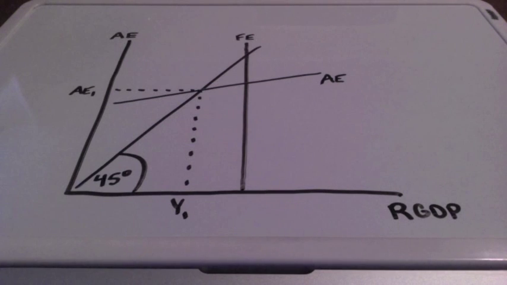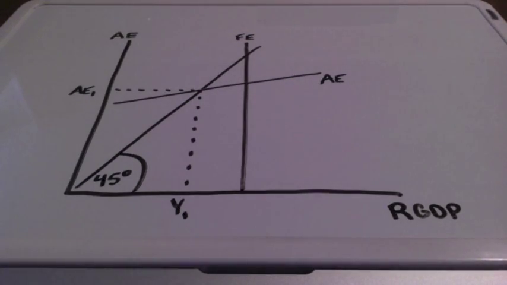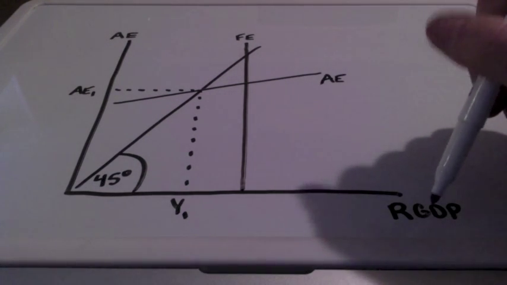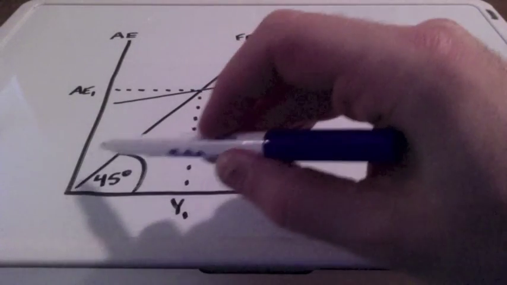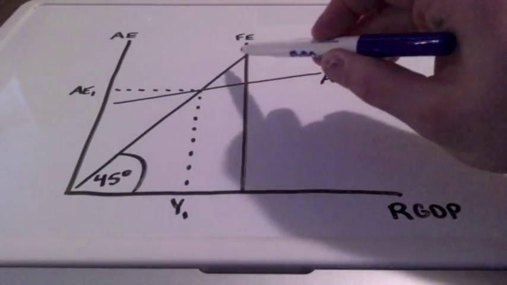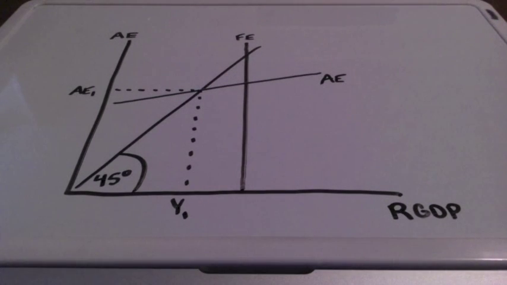In this lesson, we're going to take a look at the aggregate expenditure model. For the vertical axis, we have AE representing aggregate expenditure. And for the horizontal axis, we have GDP representing real GDP. We have an upward sloping 45-degree line, which represents total expenditure in a society.